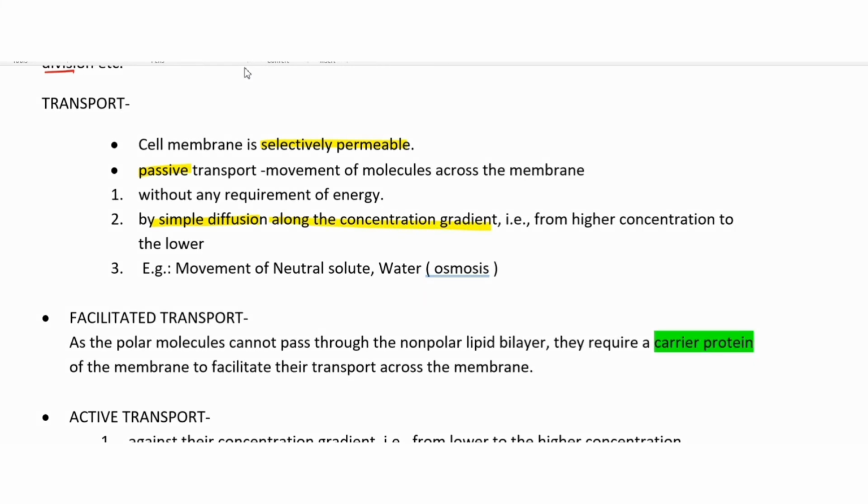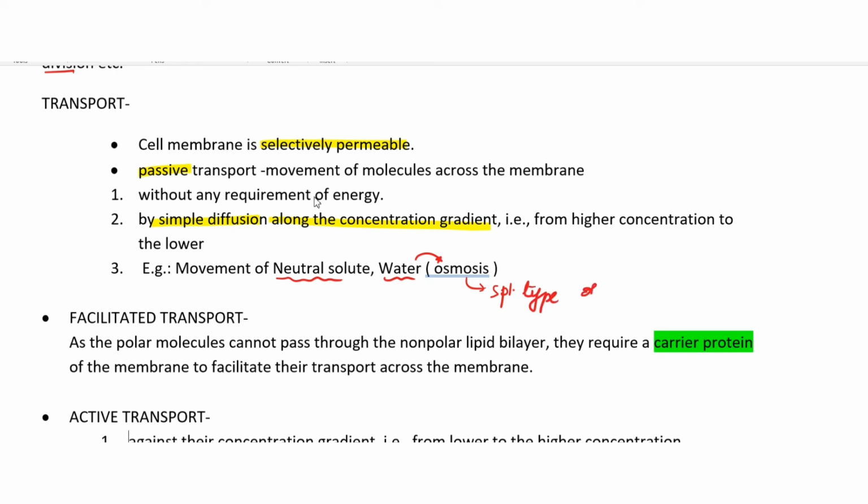That is, molecules move from higher concentration to lower concentration, always from high to low. So this is what we mean by along the concentration gradient. There is a gradient from high to low, and this is just by simple diffusion. For example, movement of neutral solutes and water by osmosis. So osmosis is a special type of diffusion.